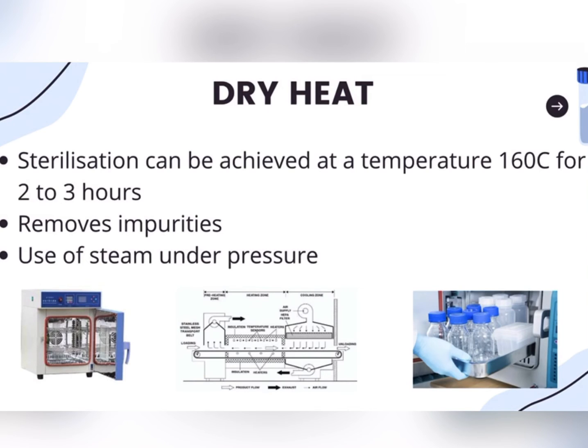It is a sterilization that can be achieved at a temperature of 160 degrees Celsius for 2 to 3 hours. It is used to remove impurities inside the bottle, and the main thing is it use of steam under pressure, which means it use a low grade of steam to make sure there are no breakage inside the bottle.